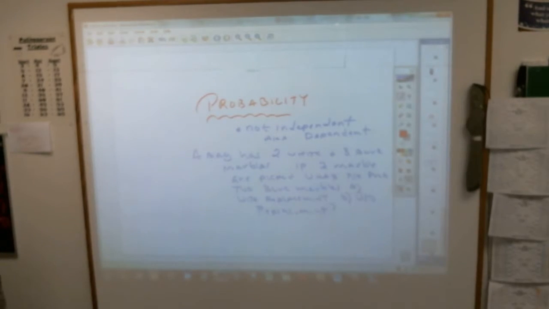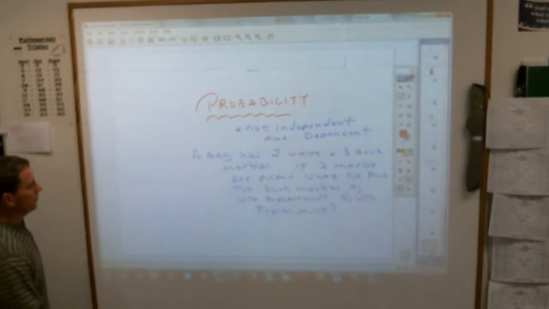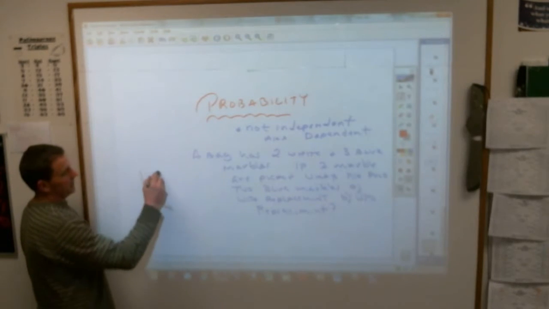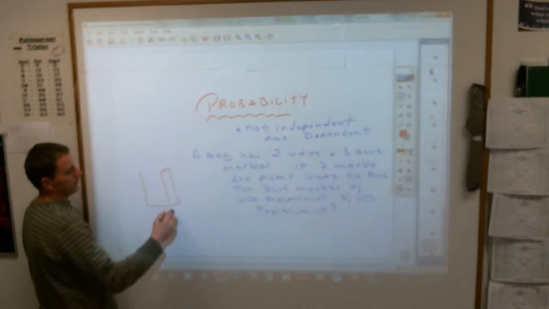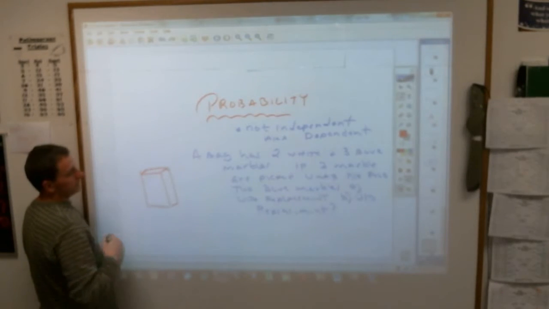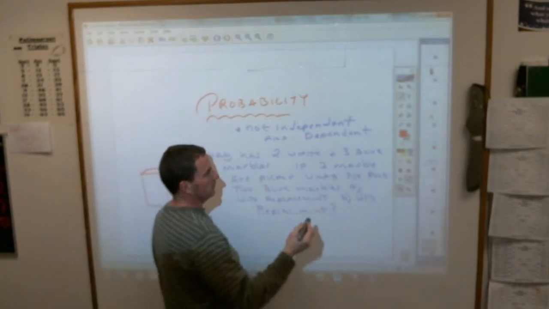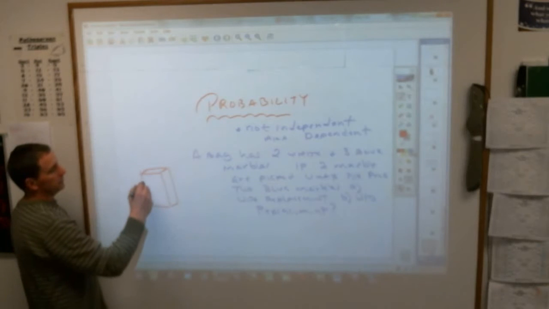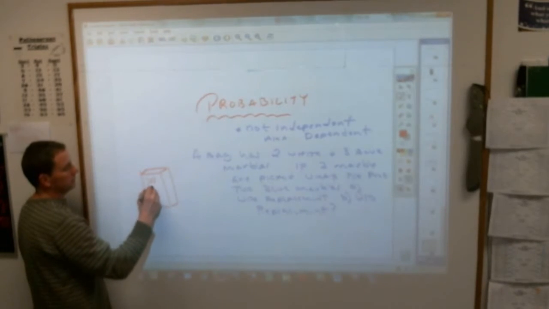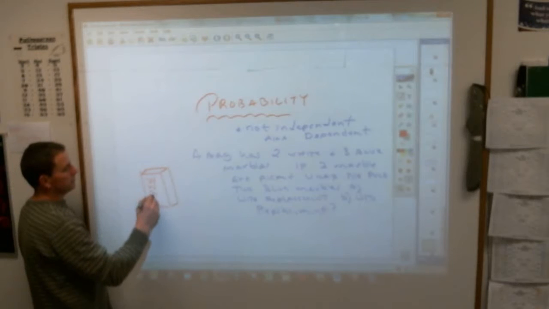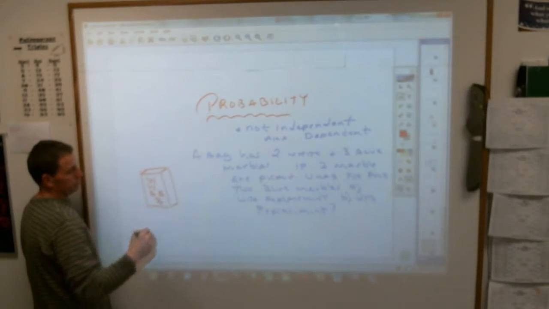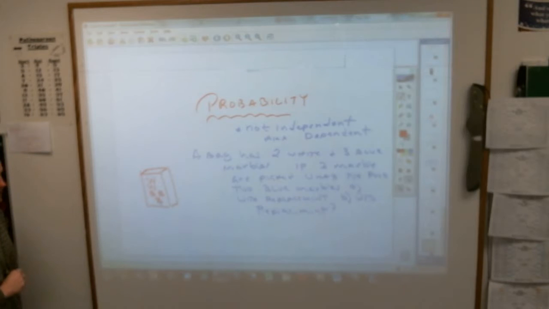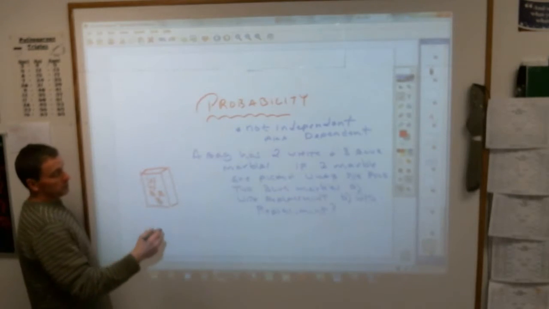If you see this problem in your book, your first step is to draw, obviously, a very nice brown paper bag, about the size of a popcorn bag. And inside that thing, we have 2 white marbles, I would probably put 2 big W's, and 3 blue marbles. Blue, blue, blue. 5 total marbles, yes?